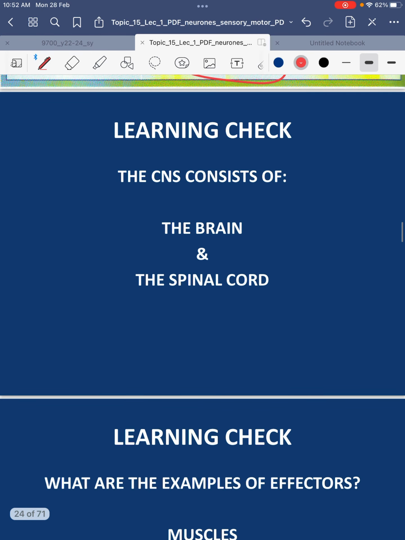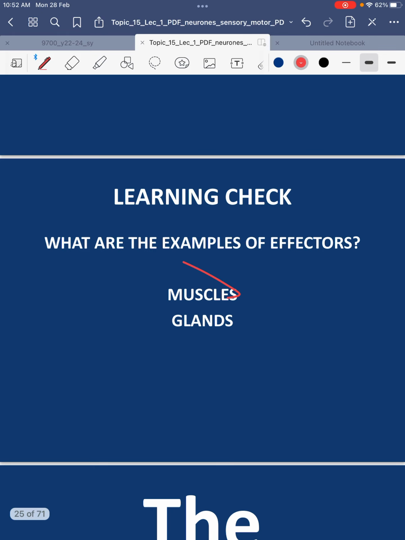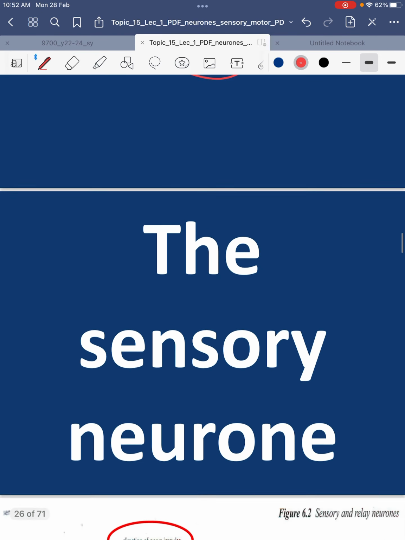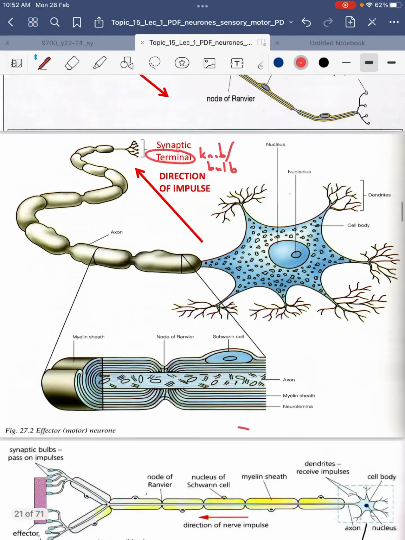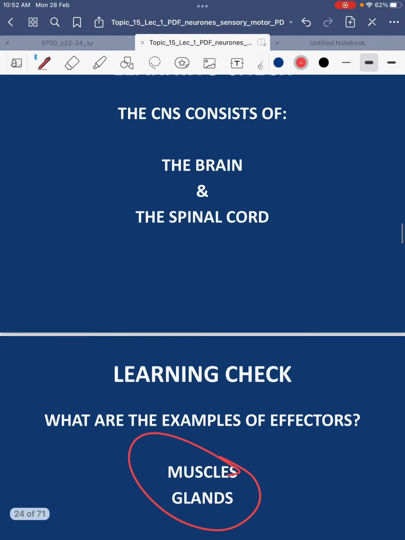So the CNS consists of the brain and the spinal cord. Examples of effectors are muscles and glands. And then now we move on to the sensory neuron. Previously we looked at the motor neurons. Remember this motor neuron. Now we look at the sensory neuron.